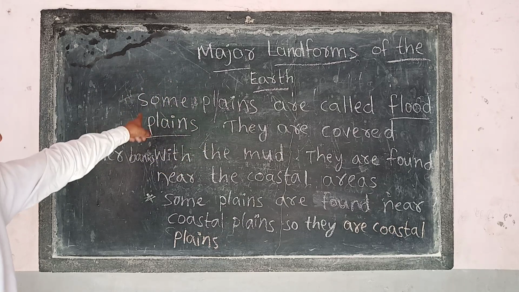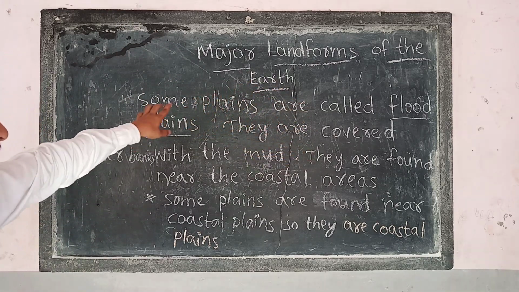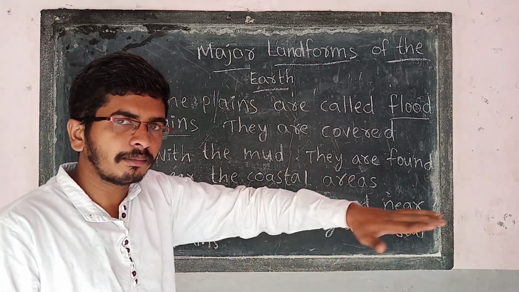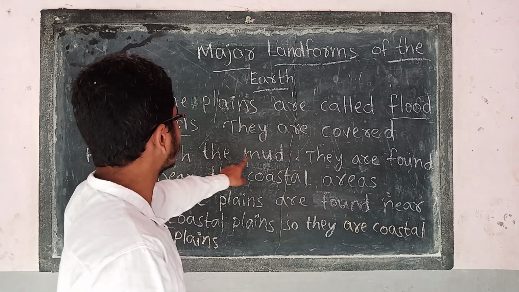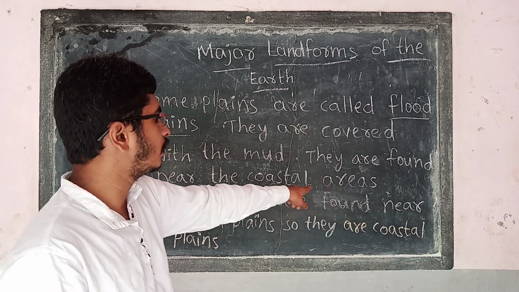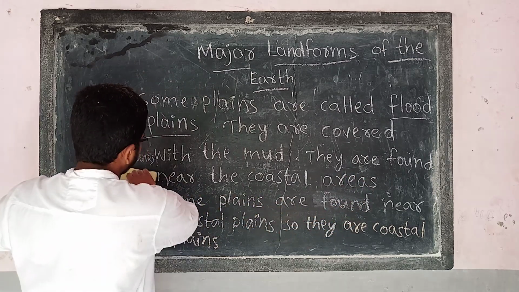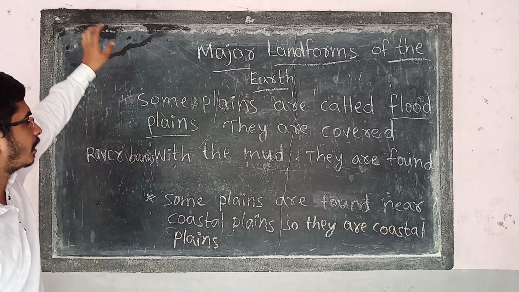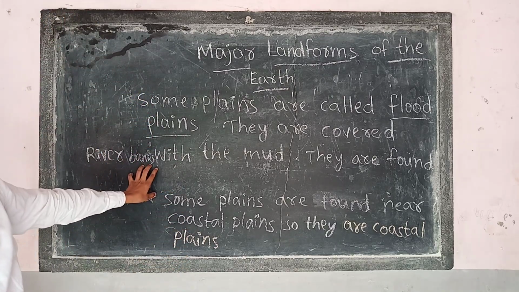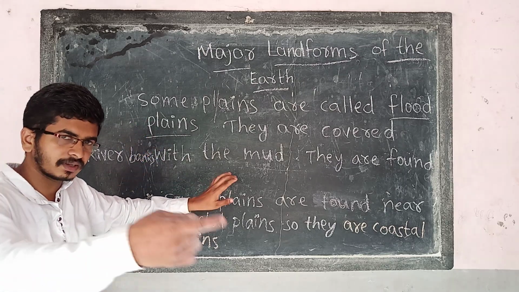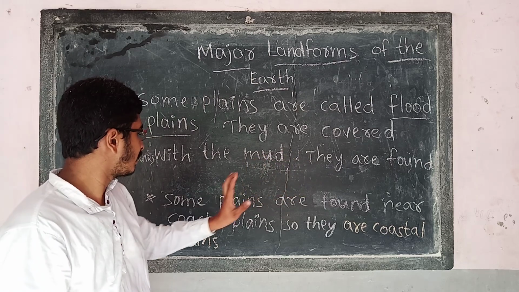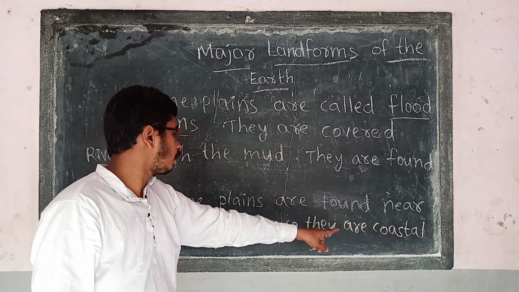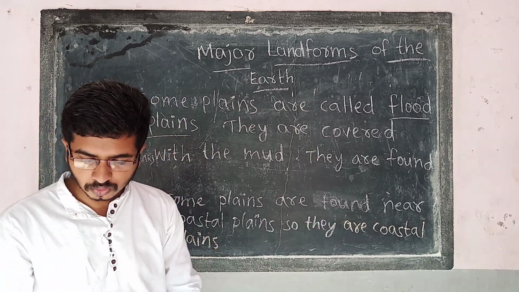Some floodplains are mostly at river banks. At that time the land surface will be mud type of land surface, covered with mud, and they are also found near the coastal areas. So some plains are found near river banks, and some plains, which I said before, are found near the coast. They are also covered with some mud, and these are called coastal plains.